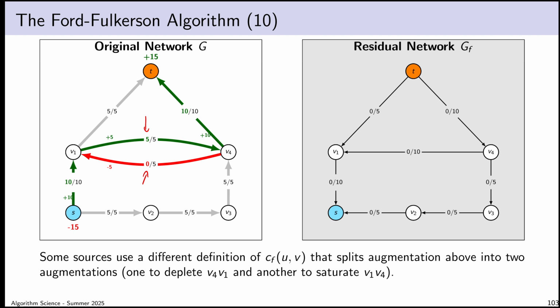I'm choosing not to do that because basically all I'm doing is trading a little bit of complexity in the pseudocode in exchange for a simpler definition of augmenting path. So with my definition of residual capacity, which is also used by a few other sources, we end up with a bit of a cleaner definition of residual capacity that allows our augmenting paths to be found more easily.